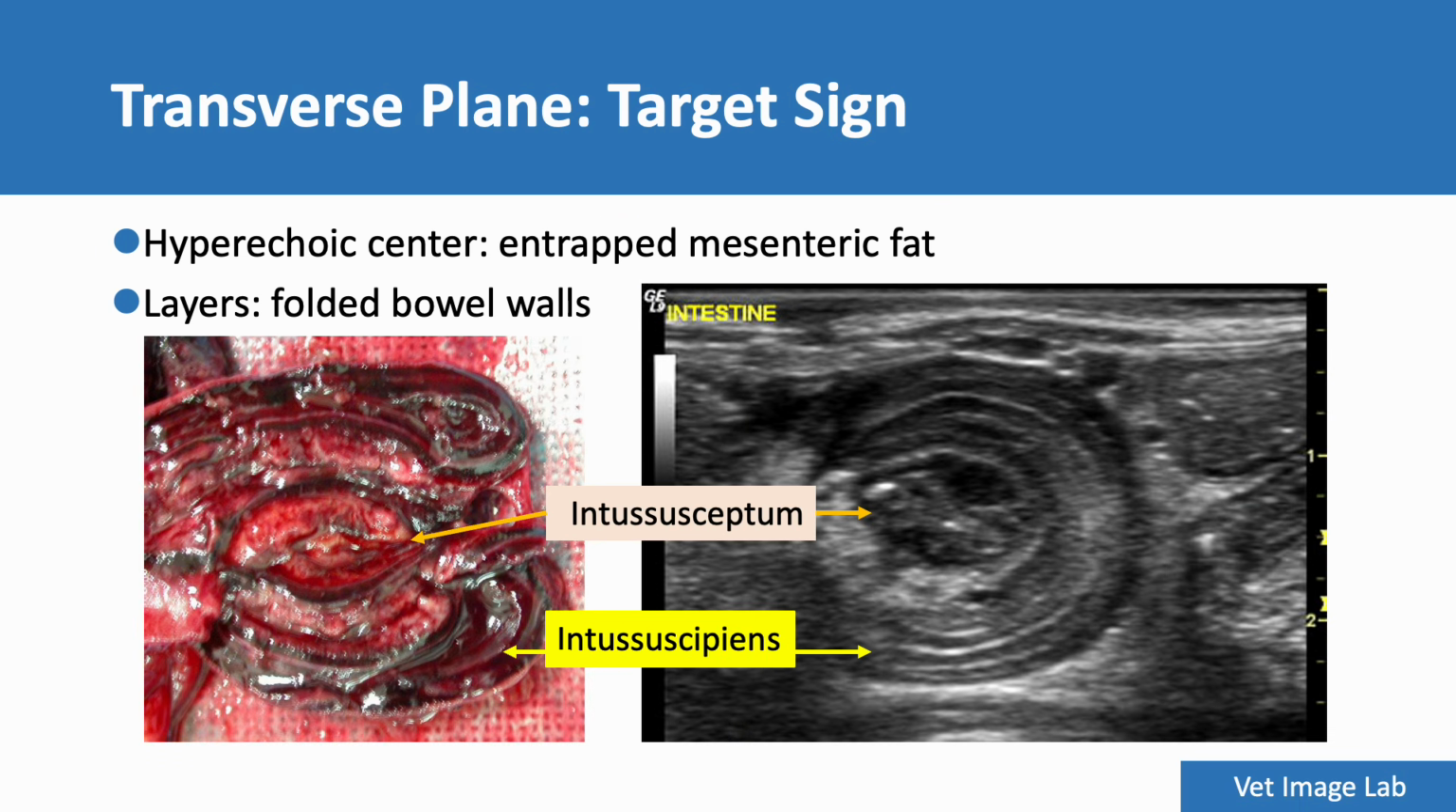To help you understand the target sign, I am comparing the gross cross-section after surgery with the transverse ultrasound image. On the left, the cut surface of the intussuscepted bowel shows one bowel segment folded inside another. On the right, the ultrasound image shows the same arrangement as concentric layers. The outer layer on ultrasound corresponds to the outer receiving bowel segment, and the inner layered structure corresponds to the invaginated bowel segment.